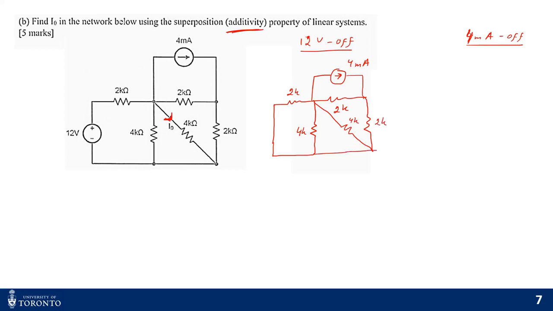Right, so that's going to be my circuit, and for this circuit I have to find out I naught prime, right? So I naught prime is the current solely because of this dependent current source.